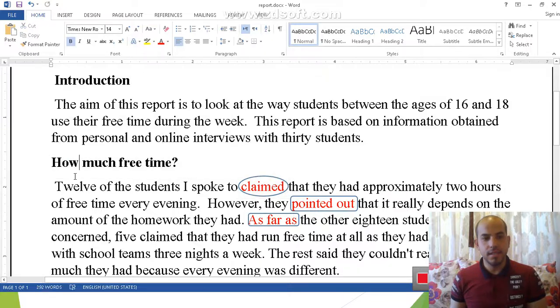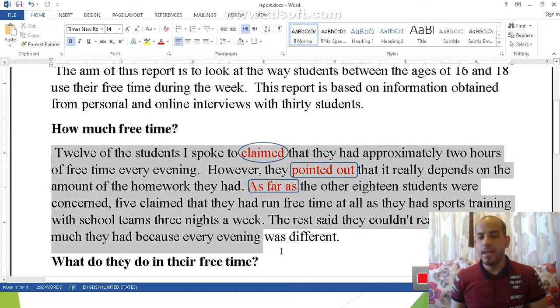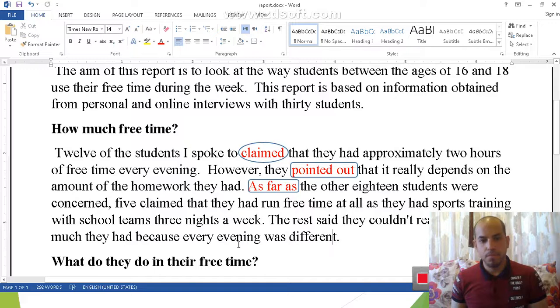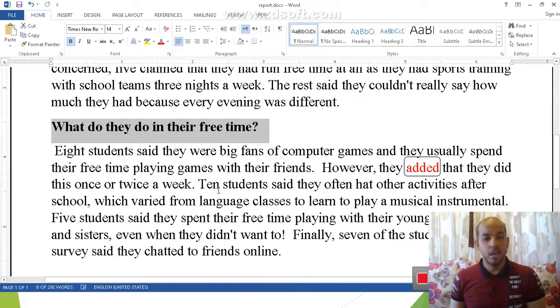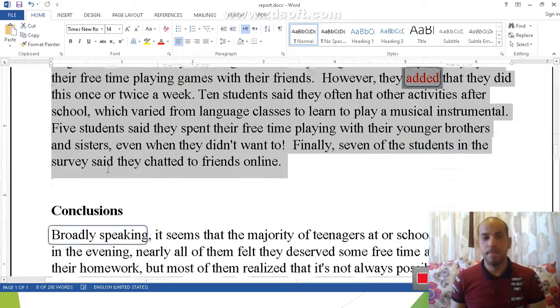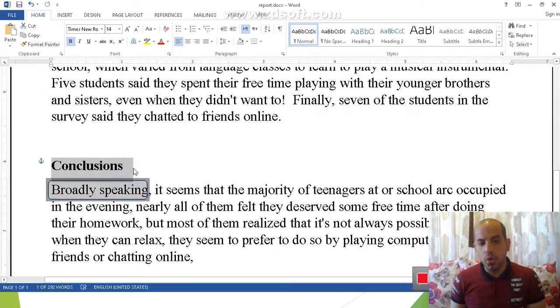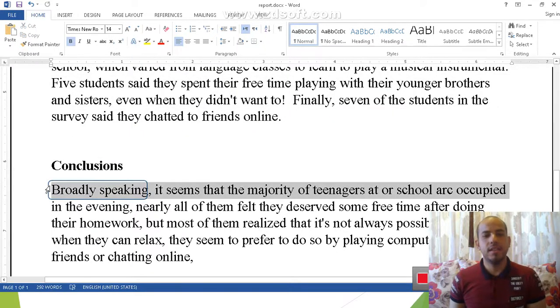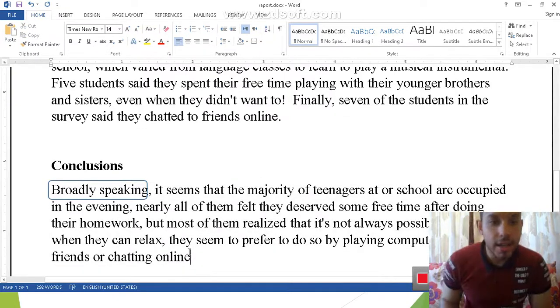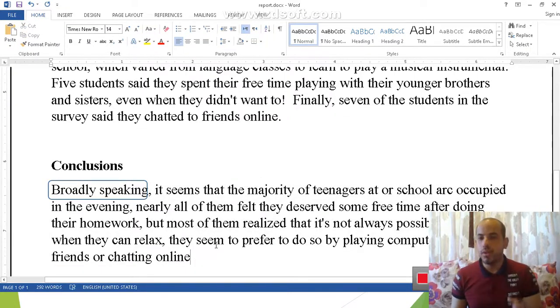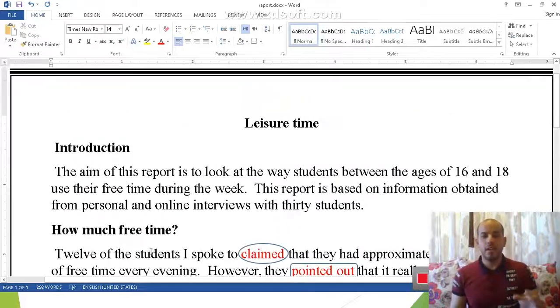This is the question, and I have analyzed the question. This is the third paragraph with the second question, and I have also analyzed the question. And finally, this is the conclusion. So what you are going to do is write a report that includes 4 paragraphs.